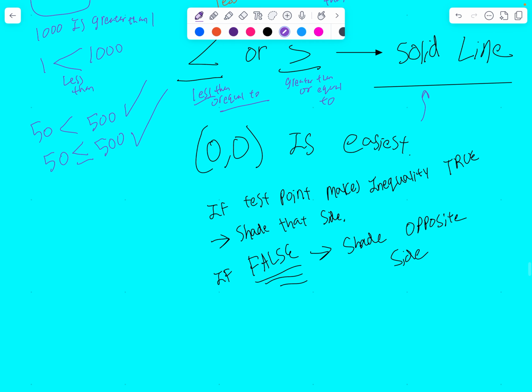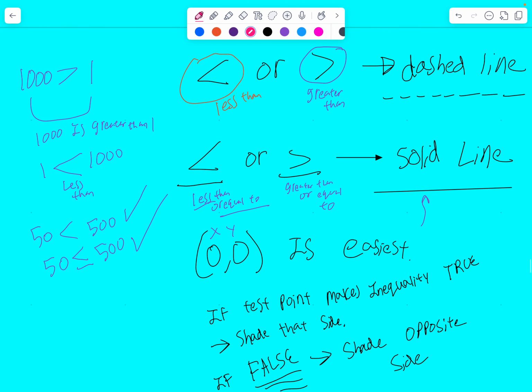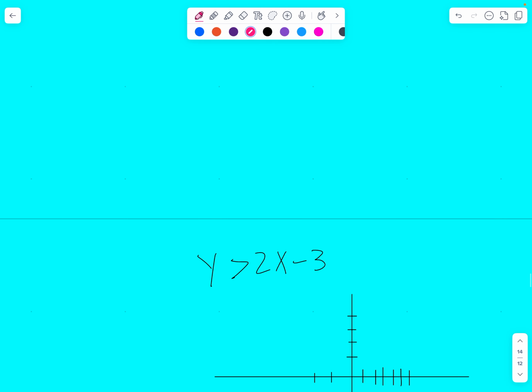Now, when we do practice problems, it'll make more sense. But 0, 0 is x, y, okay? And it's easiest. If a test point makes the inequality true, we're going to shade the side that has 0, 0. If the test point makes the inequality false, we're going to shade the opposite side. That was a lot. Let's do a practice problem to make it make sense.